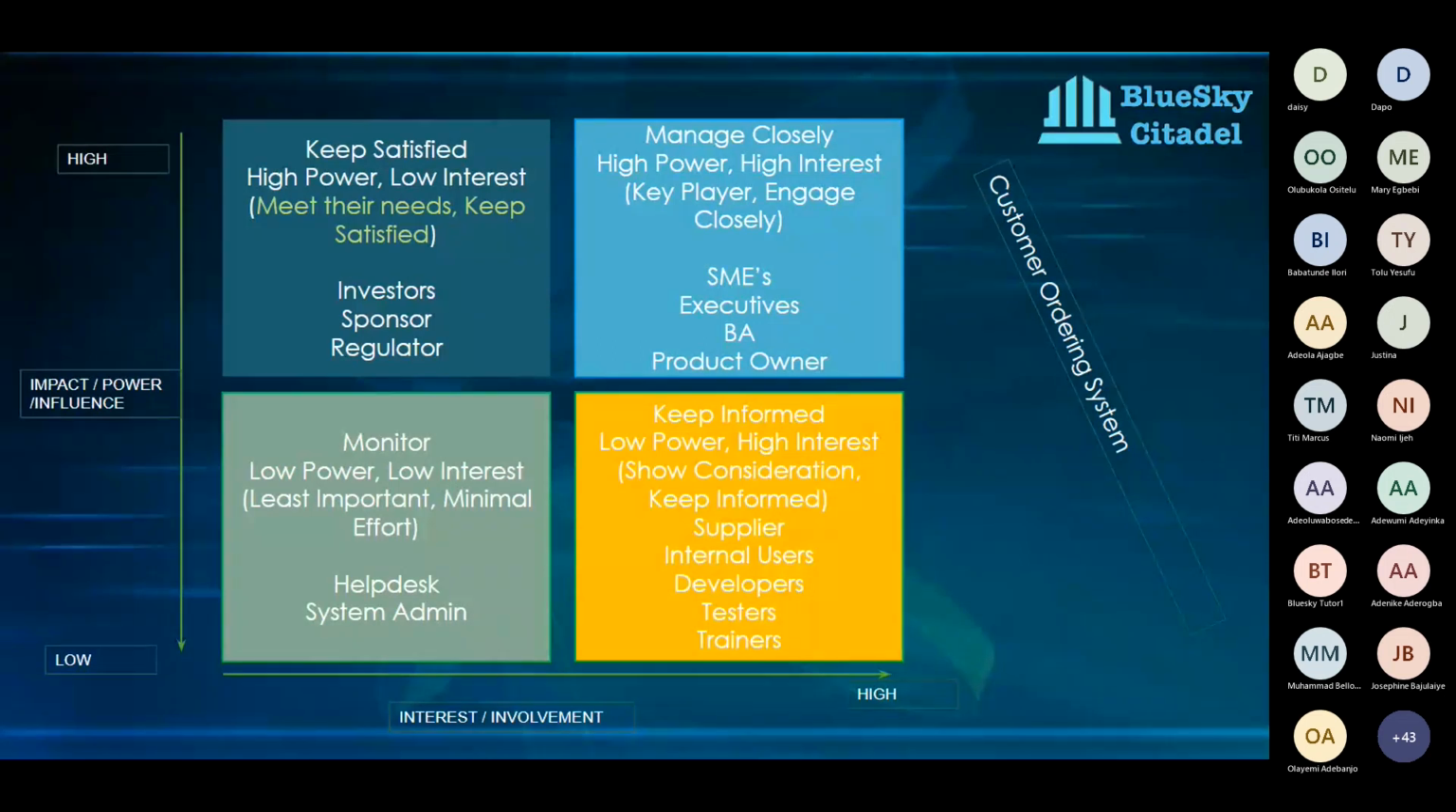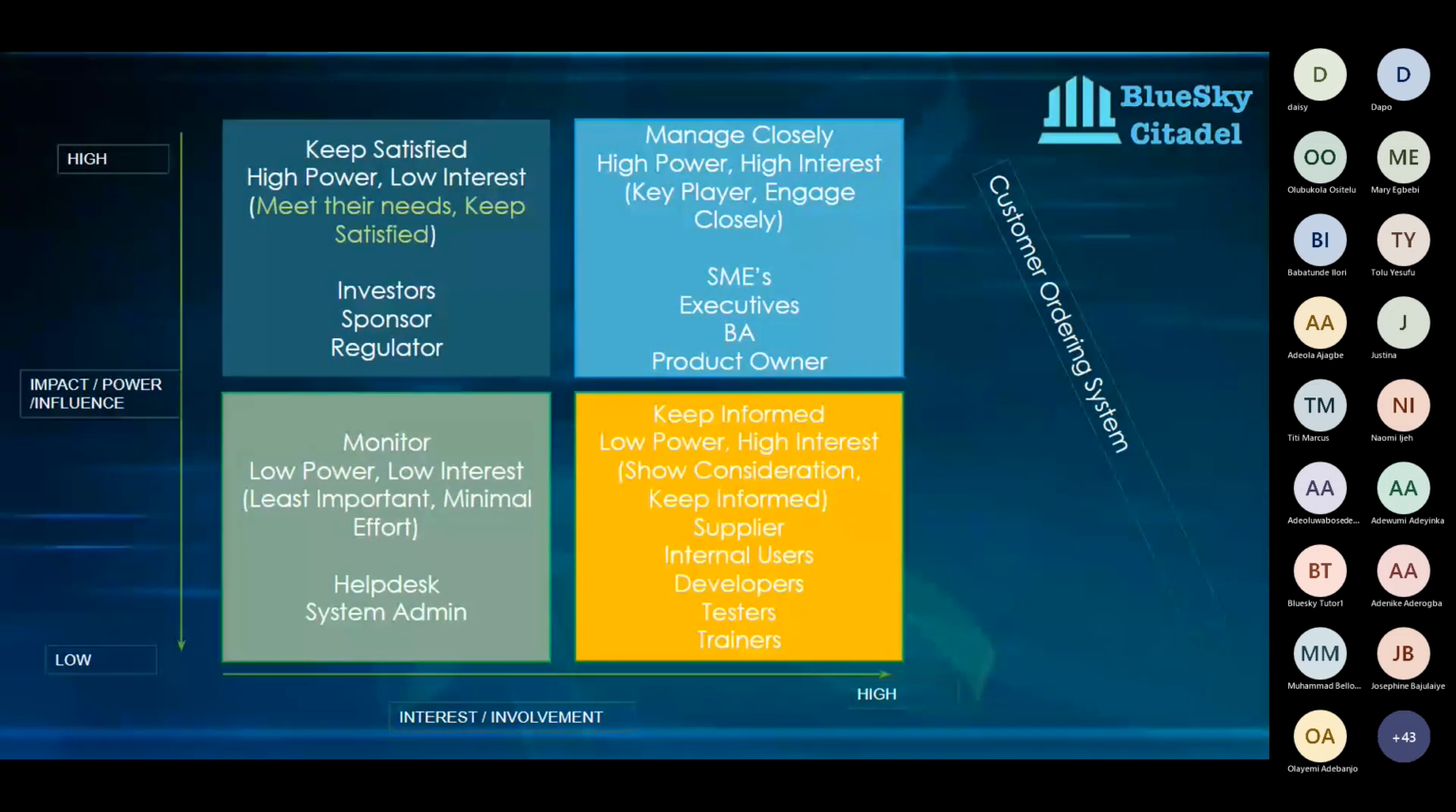There might be BAs that map their own differently. This is how I map my stakeholder matrix, really. It's all about you being able to analyze and prioritize your stakeholders based on their interest within the organization or the project, or based on the impact or the power or the influence that they have within that organization or on the project that you're working on. So we have high power, low interest, high power, high interest, low power, low interest, low power, high interest.